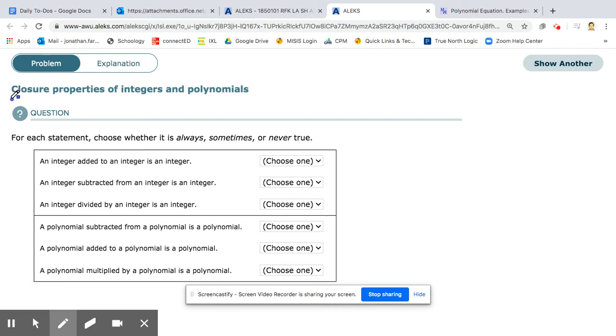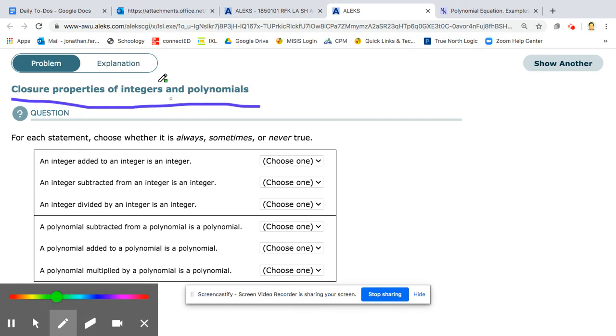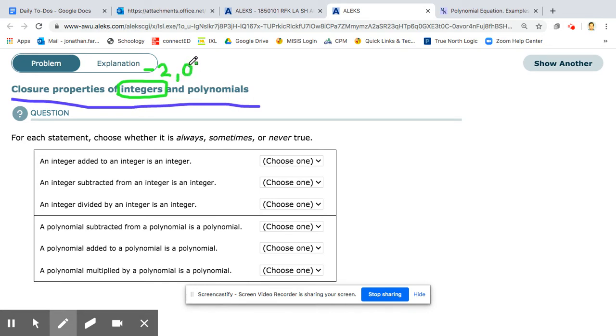This video is going to be on the ALEKS topic, closure properties of integers and polynomials. So let's first define these two words. What is an integer? You may recall an integer is a whole number, not a fraction. They can be negative, like -2. This includes 0, and it could be positive, like the number 7.